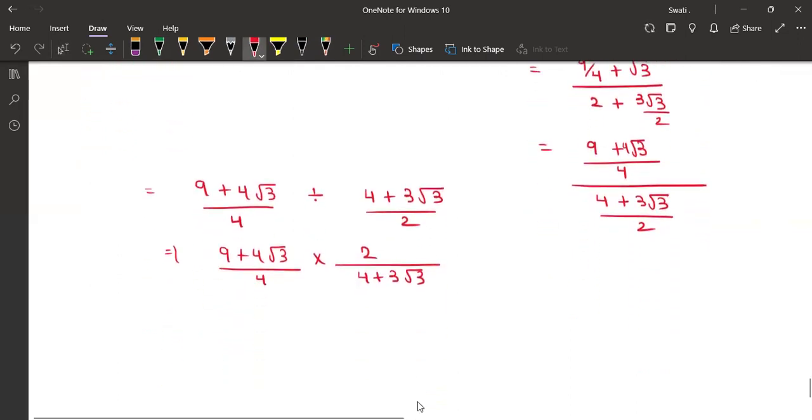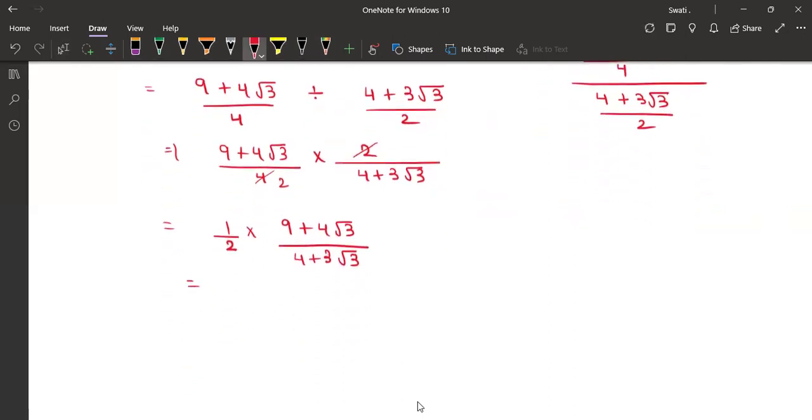Now if you simplify this, first of all, this will become 2 times 2 is 4. So what is it coming? It is coming 1 by 2 times 9 plus 4 root 3 upon 4 plus 3 root 3. This is what we are getting. But of course, we will not leave it here. We will simplify this further.